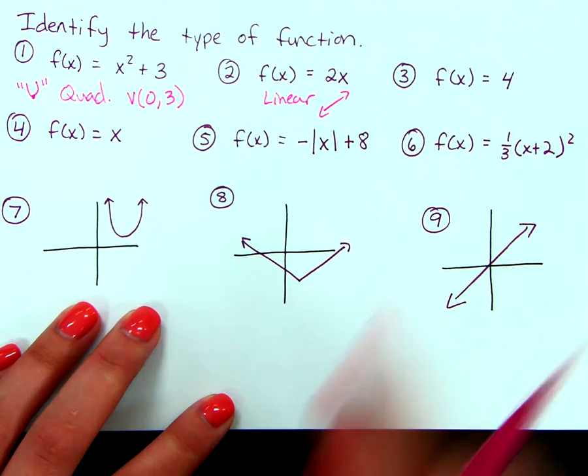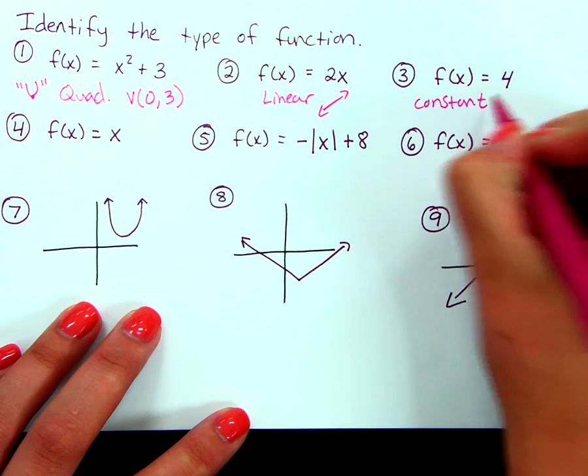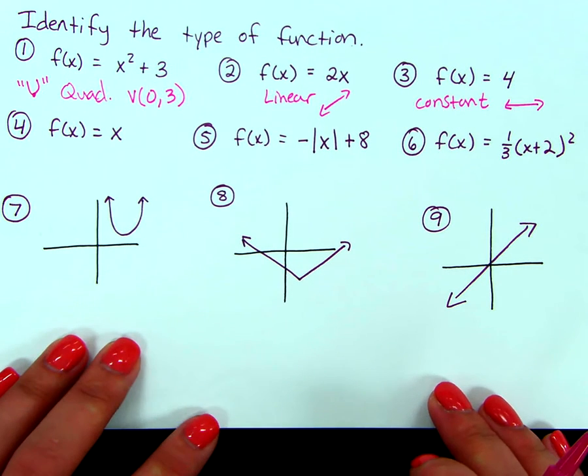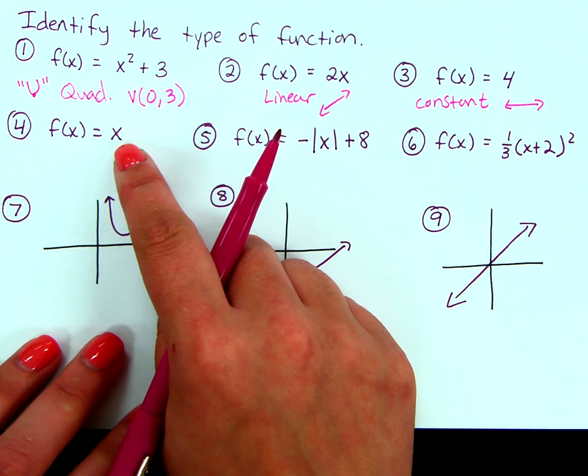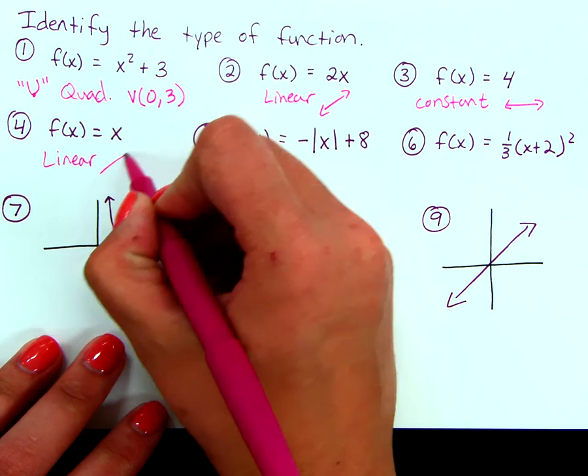All right, 3, we just have a number, so this is a constant. So that means when we graph it, it's going to be some type of horizontal line. Again, looking at this one, there's no square term, there's no absolute value, so this has to be linear. So some type of diagonal line.